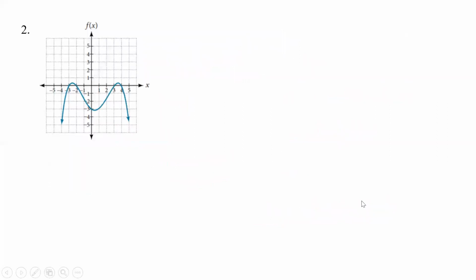All right, let's do another one. Here it looks like we have 1, 2, 3, 4 intercepts. So what are they? We have negative 3, 0, negative 2, 0, 3, 0, and 4, 0. Now, what is the multiplicity? The multiplicity is equal to 1 because it goes straight across each time. So we have just a multiplicity of 1. That's nice.